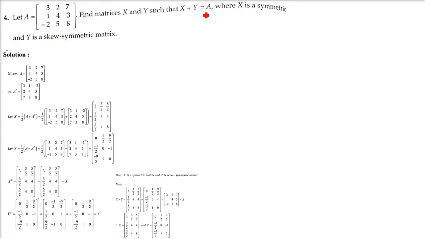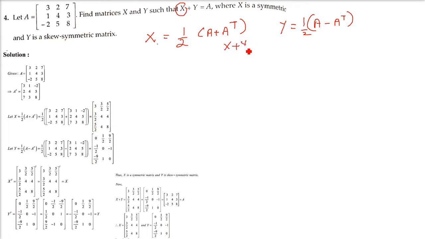Find matrix X and Y. So you have to write X and Y such that when you add them, it has to give you the answer as A. Okay. So this X, see, X is half A plus A transpose. What is Y? A minus A transpose. Make it half.